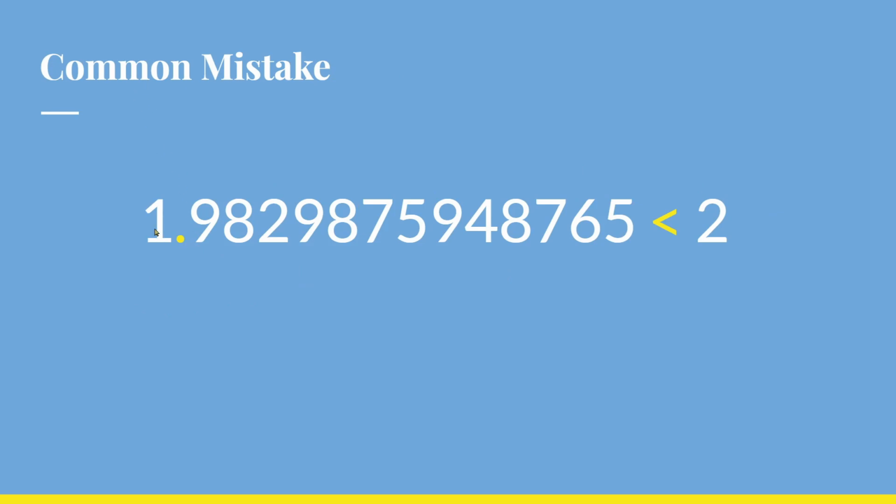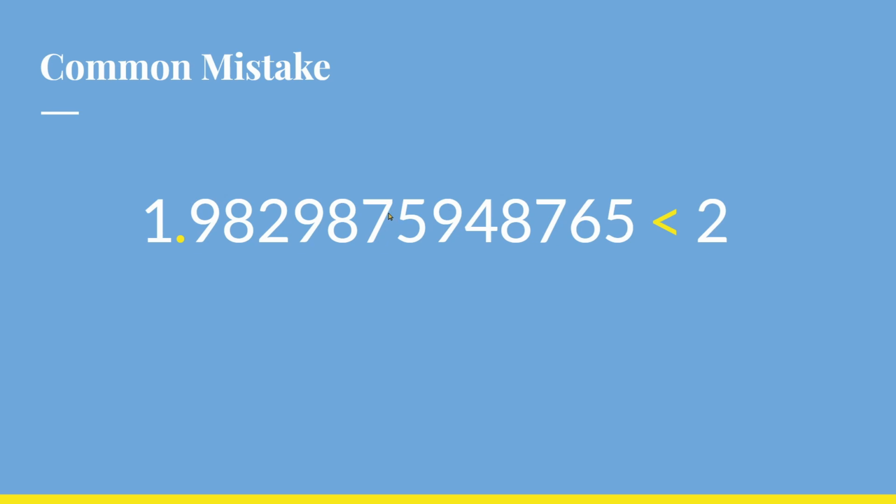Here's a common mistake as well. Take a look at the number here on the left. This number does look really big, and it is a large number to write out, but it is less than 2, right? Remember the less than symbol? It's less than 2. This number is less than 2.